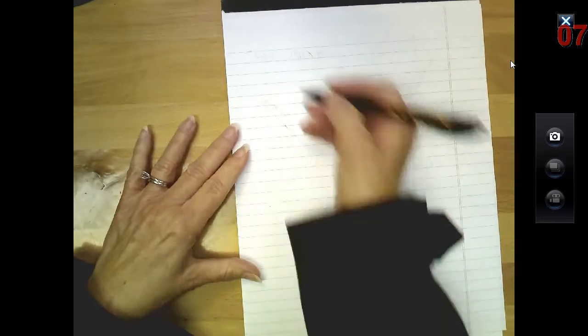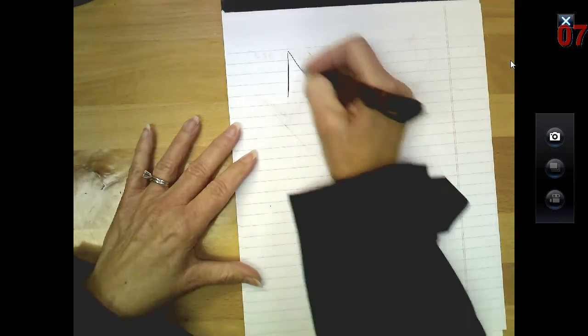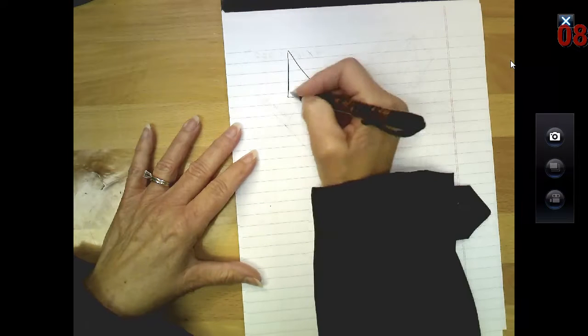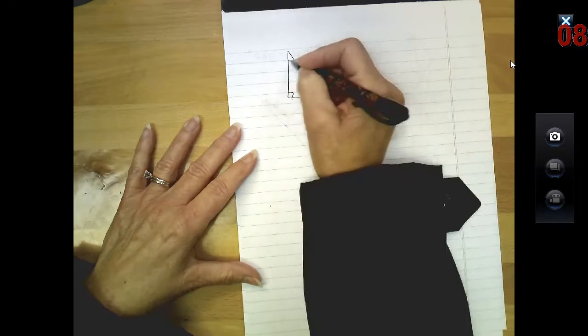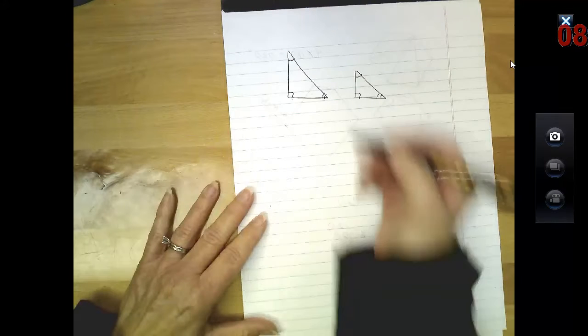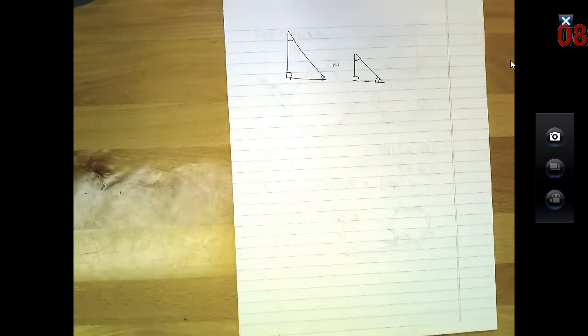Okay. Now, next we had similar figures, which meant that the angles are the same and the sides are in proportion. Okay. So this angle would be the same as that one, that the same as that, this one the same as this. And they are similar, which means they're the same shape but different sizes.